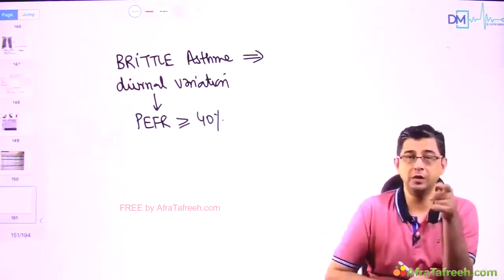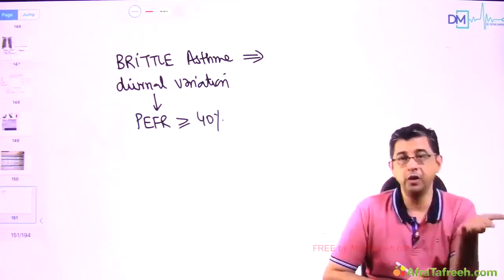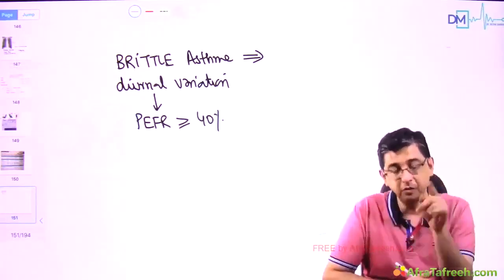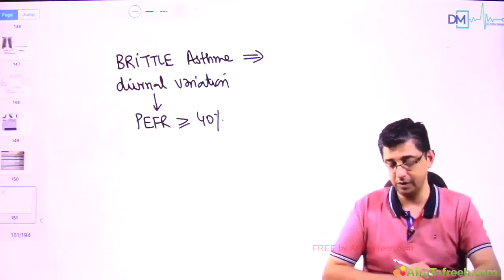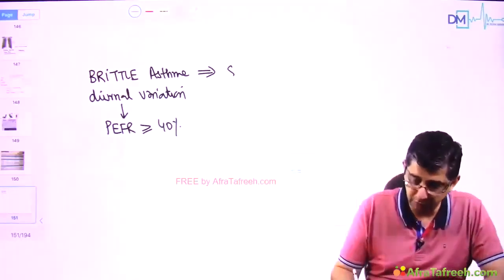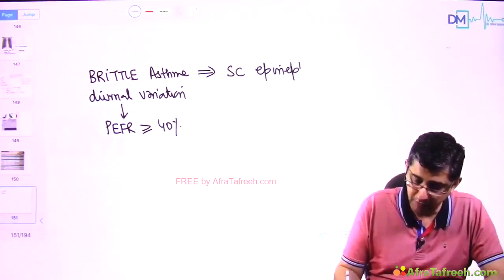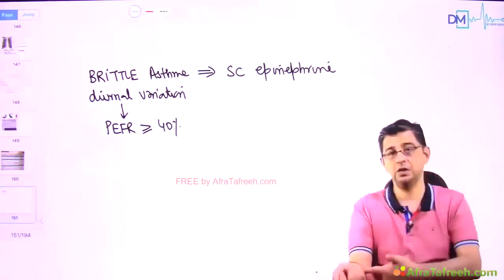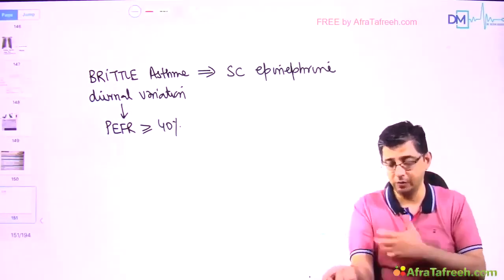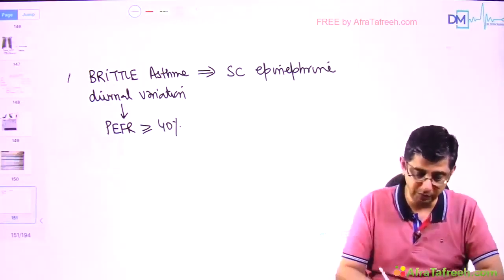In asthma, normally symptoms deteriorate at night, with cold air, but daily variation even in daytime in brittle asthma is there, and these patients have to be given an EpiPen, that is subcutaneous epinephrine, and this is the only way that he can use this auto injector, and epinephrine will cause bronchodilation and improve the symptoms of this particular patient.